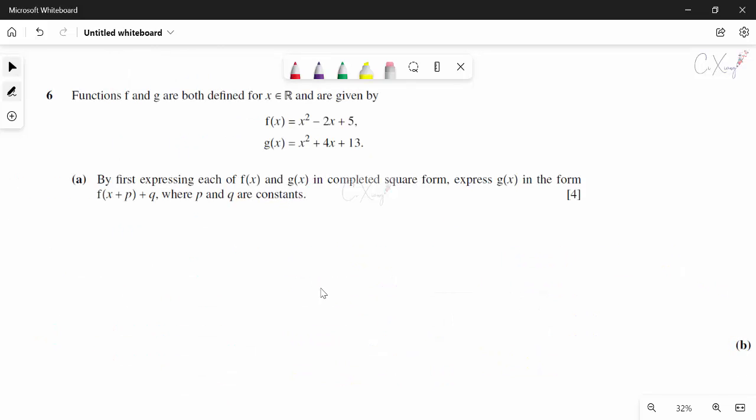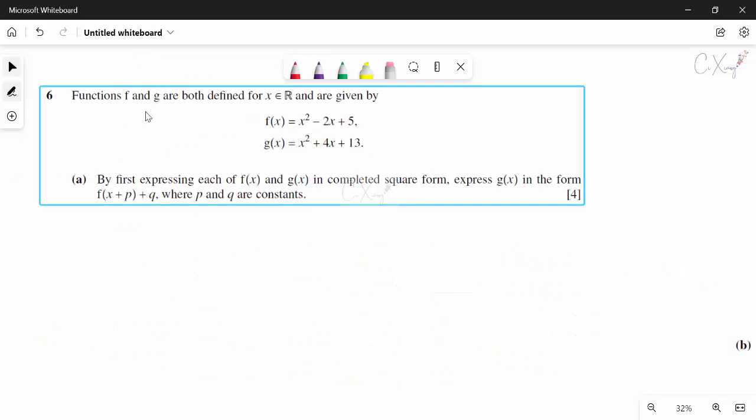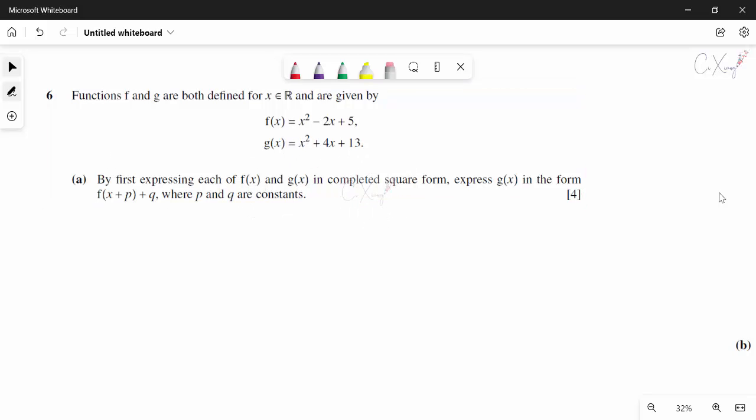Now we discuss question number 6. We are given two functions, f(x) and g(x). First, we express each of f(x) and g(x) in completed square form, so we need to rephrase our f and g functions into the completed square form. After that, we need to express g(x) in the form of this, where p and q are constants. Let's start by changing the function f(x) into the completed square form first.